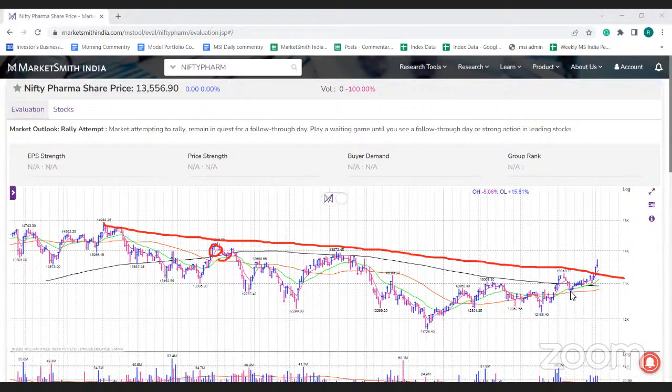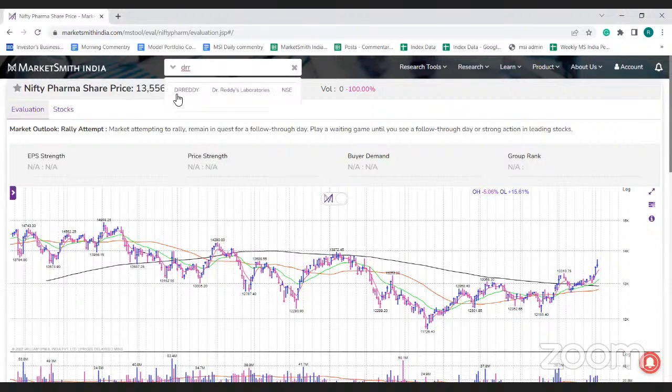It recently reclaimed its 200 DMA. थोड़ा वहाँ पे चॉपी था, and now it has convincingly moved above its 200 DMA. So now the action is quite good. And even if you see this time, Sun Pharma का result was really very good. Even their US का जो growth था वो 14-15% वहाँ पे growth था. Even if you look at the other results, so there were queries on Dr. Reddy.